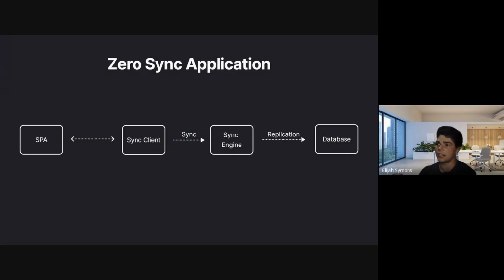So just like our normal app, we've got our app, but our app has a sync client, and the sync client is syncing with a sync engine. The sync engine, this is really the heart of Zerosync. This is what they've developed to be the middleman between your app and the database. And the sync engine does an incredible amount of things, but it does two things specifically.